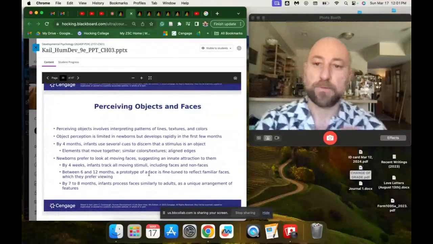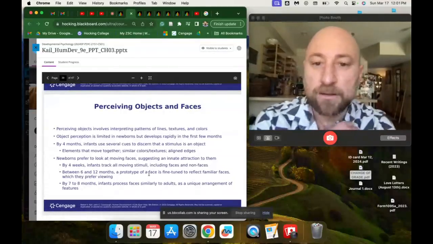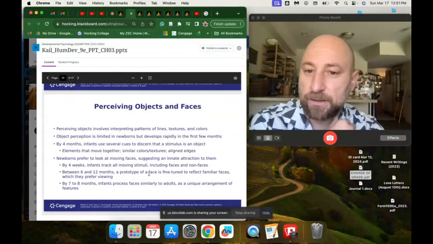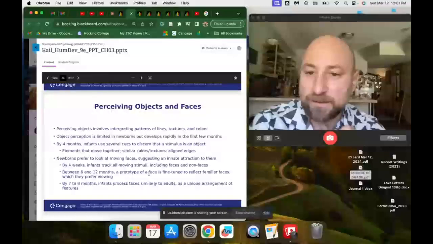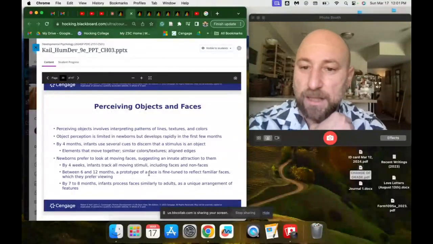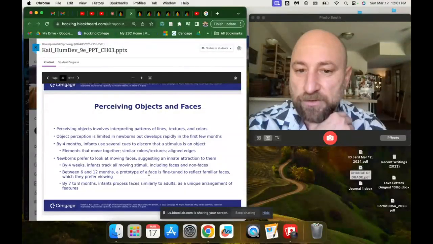Perceiving objects and faces. Perceiving objects involves interpreting patterns of lines, textures, and colors. Object perception is limited in newborns, but develops rapidly in the first few months. By 4 months, infants use several cues to discern the stimulus is an object: elements that move together, similar colors and textures, aligned edges.